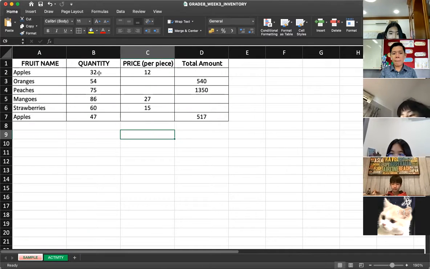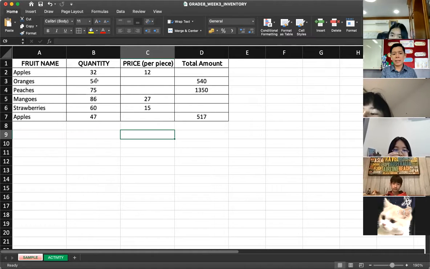So for example, here we have fruit name. We have apples, oranges, and so on and so forth. And then there is quantity. Quantity means the number of each fruit. So for apples, we have 32. For oranges, we have 54.